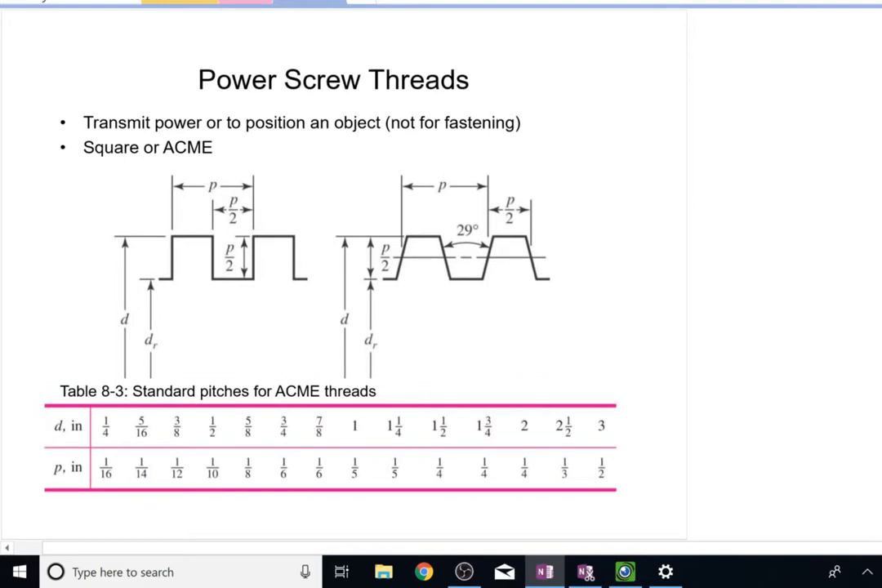Now we finally get the power screw threads in chapter 8. Like I said, power screws.